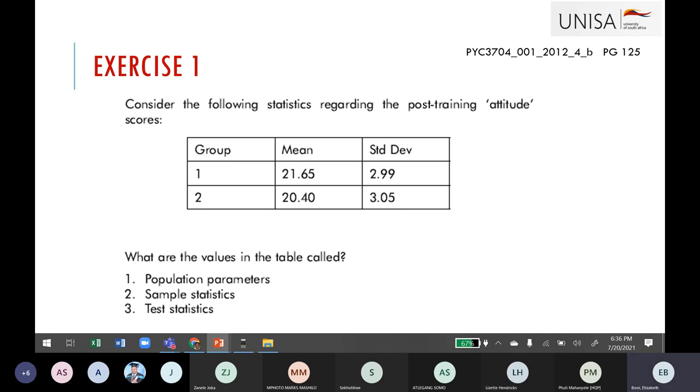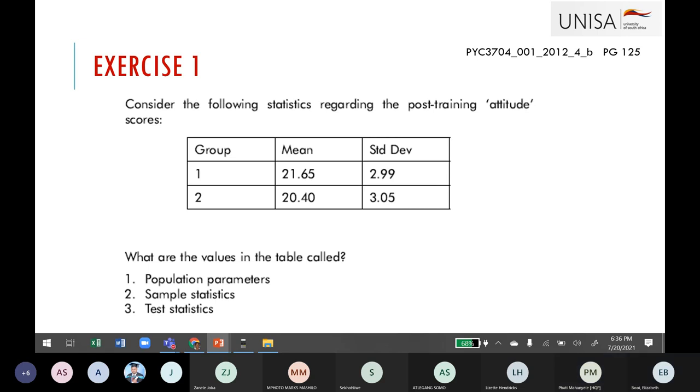Consider the following statistics regarding the post-training attitude score. We have group one and group two, and we are given the mean and the standard deviation of each group. What are the values in this table? What do we call those values? What do we call the mean and the standard deviations?